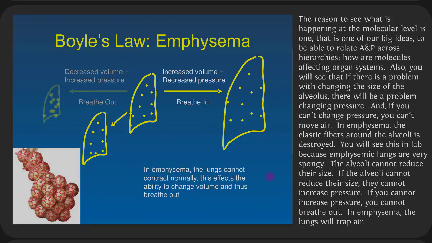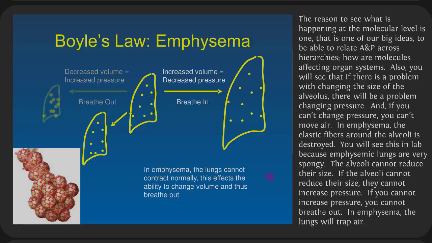The reason to see what's happening here at the molecular level is that's one of our big ideas, to be able to relate A&P across hierarchies, how our molecules affect our organ systems. So in this case, it could be a molecule like an elastic fiber or mucus. Also, you'll see that if there's a problem with changing the size of the alveolus, there's going to be a problem changing pressure. So if you can't change pressure, you can't move air.